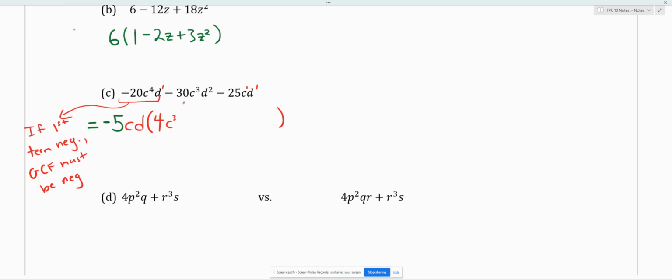Next, negative 5 times what is negative 30? Well, that's positive 6. I've removed one C, so I have two C's left over. One D's been removed, so I have one D left over. And we're on to the next term.